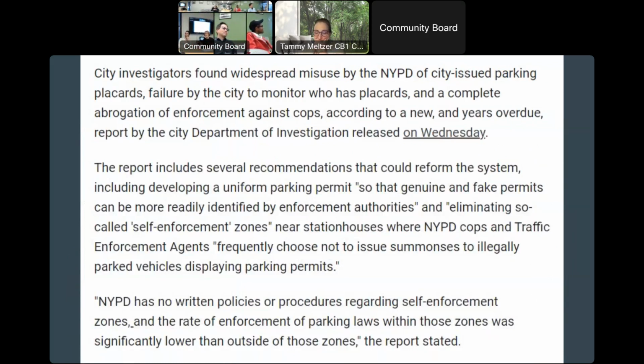Self-enforcement? Don't try to make sense of it. Yeah, we can do whatever we want. It's called corruption. Fascinating. And build a uniform parking permit so genuine and fake can be readily identified. I mean, these are pretty obvious things. These are the recommendations of this report, and how ridiculous their findings were, how absurd what they found was. It was so rampant.